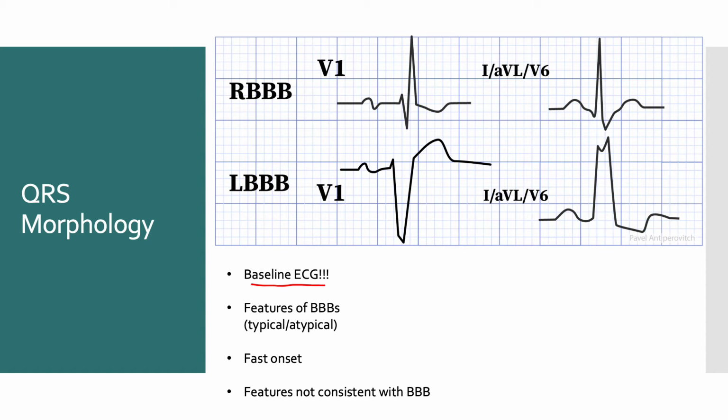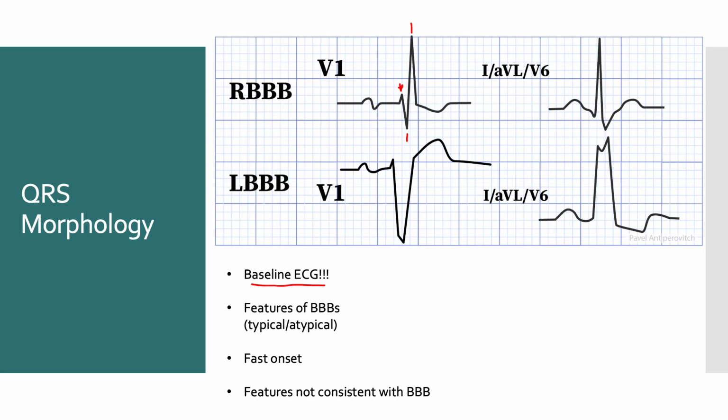So let's first take a look at a right bundle branch block. In V1, the right bundle branch block should look like an R, S, R prime pattern. The first positive deflection of the QRS is always an R, no matter how small it is. Even the tiniest positive deflection initially is an R. The first negative deflection is an S, and the second positive deflection is an R prime. So this is an R, S, R prime in V1.